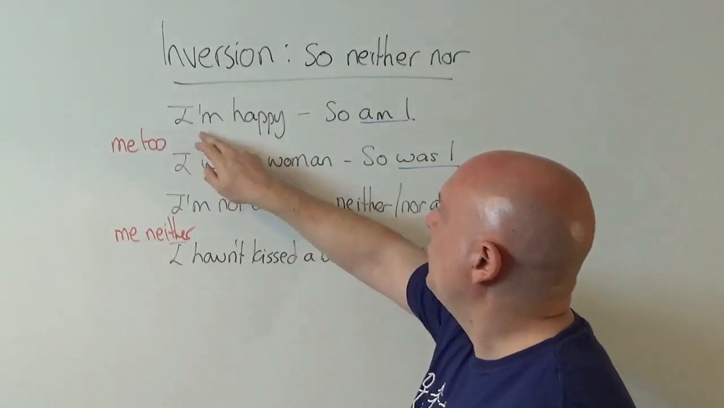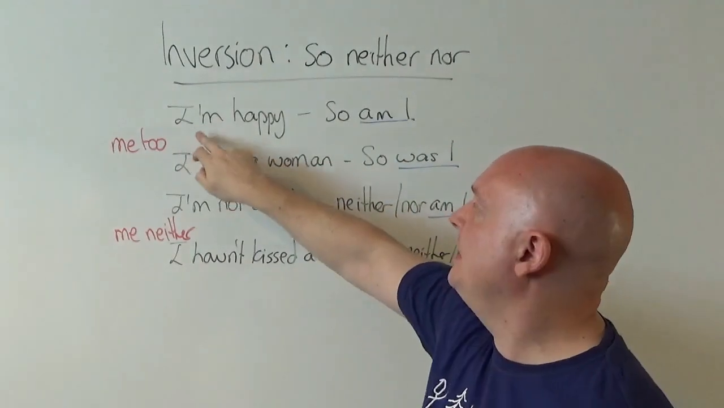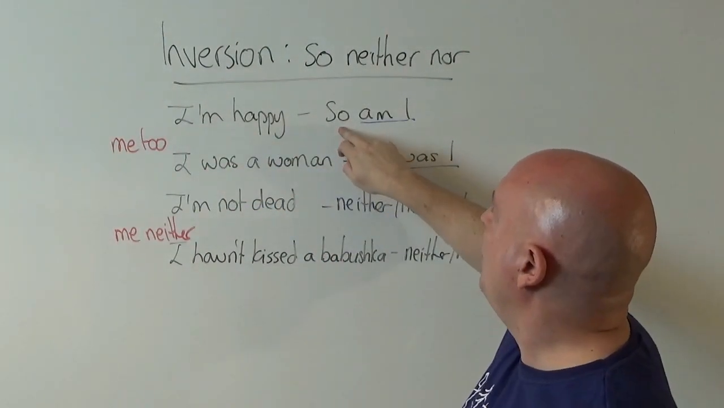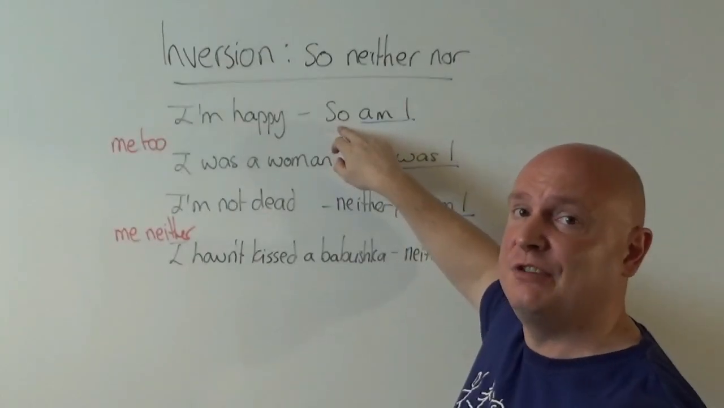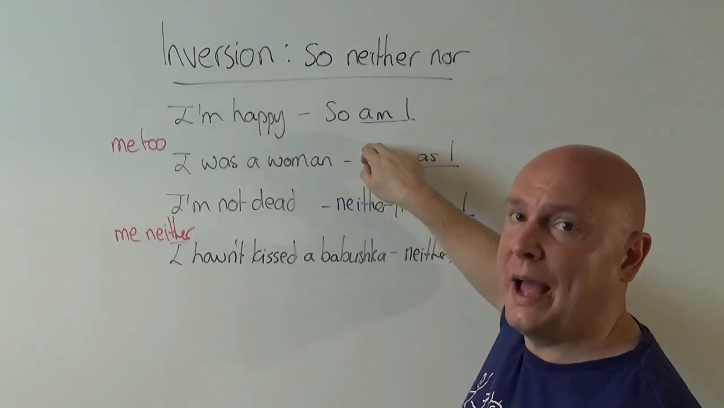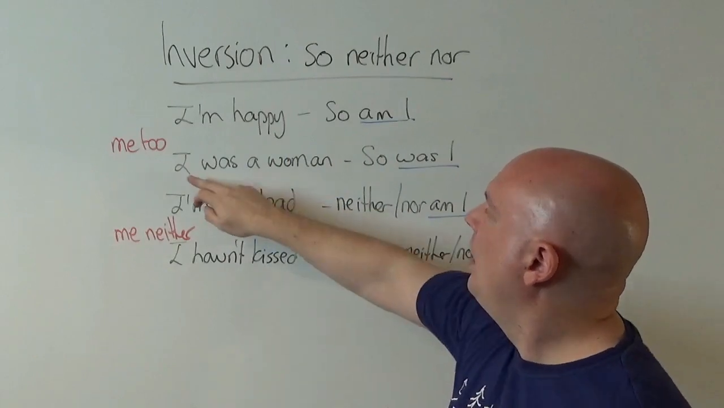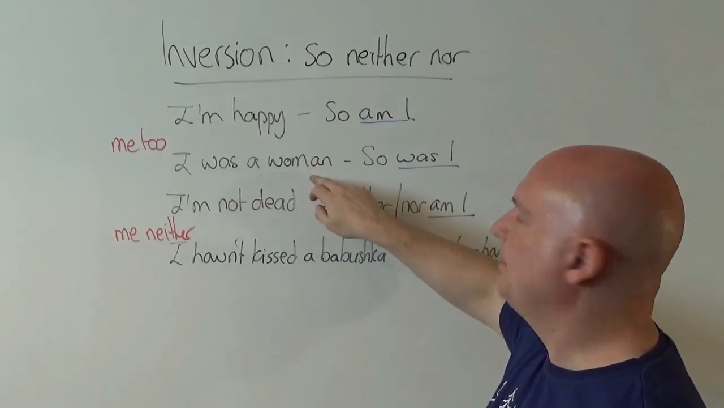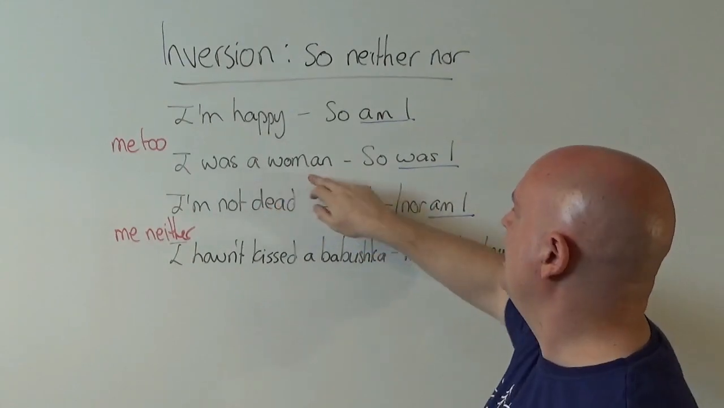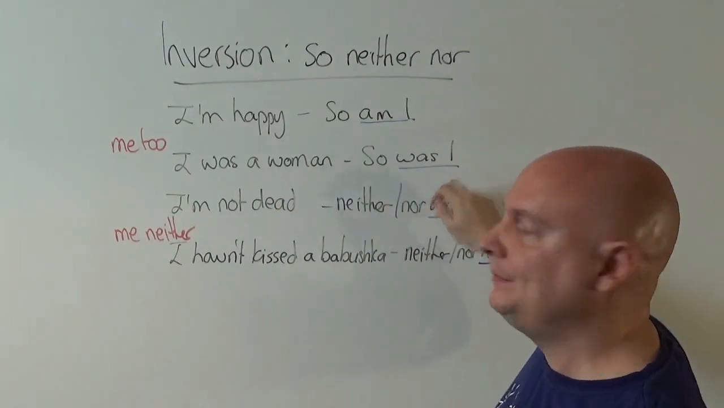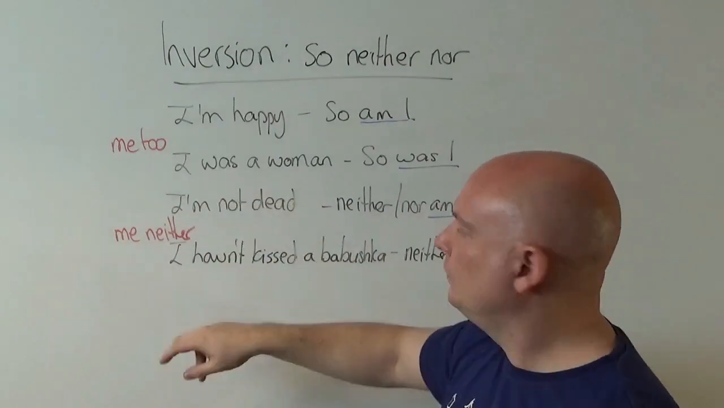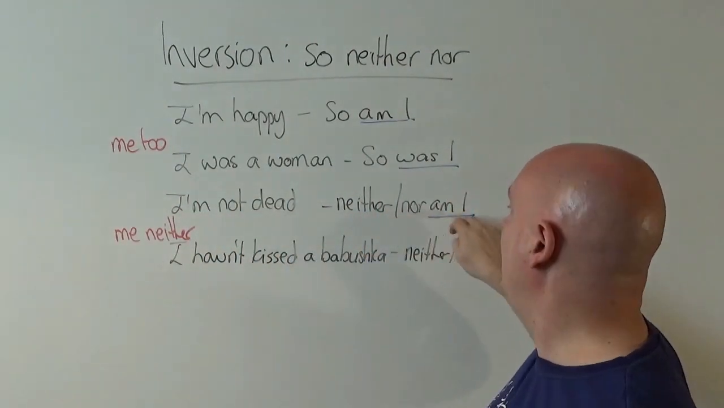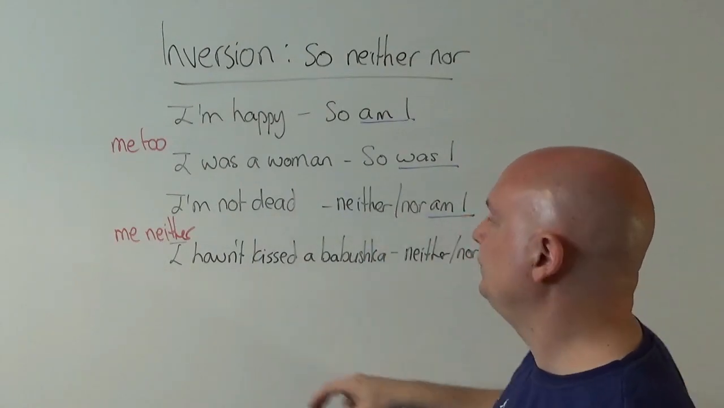Now, we have I am happy. Here is my auxiliary, am, and my linking verb. And we have my answer to show that I agree. I am happy, so am I. I was, my linking verb in the past. I was a woman, but now I'm a man. I was a woman, so was I. I have my negatives. I'm not dead. Neither am I, or nor am I.